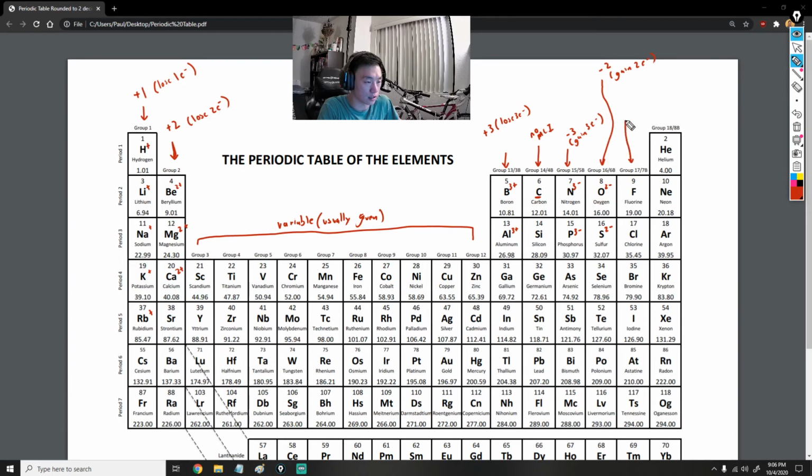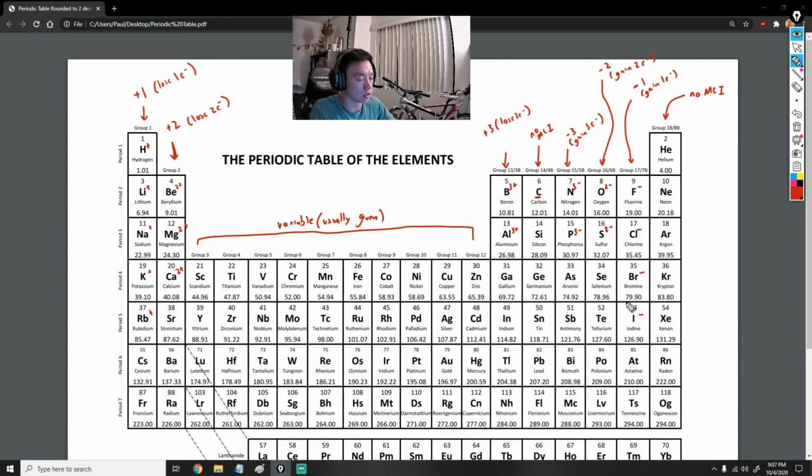This column right here is going to want to become -1, so they're going to want to gain 1 electron. So F wants to be F-, Cl wants to be Cl-, Br wants to be Br-, I wants to be I-. And then this last column here, we said earlier that all of these also have no MCI. Okay, so just keep those in mind.